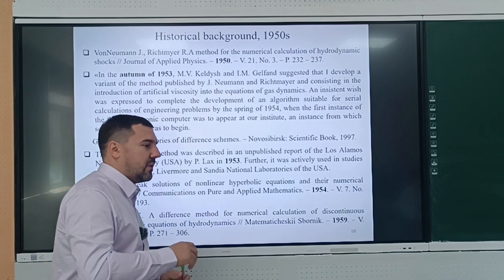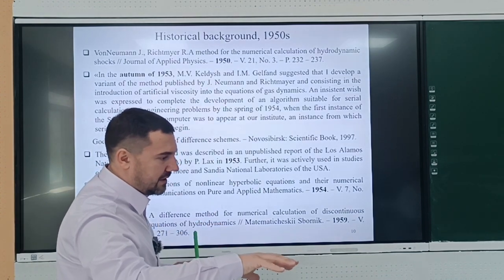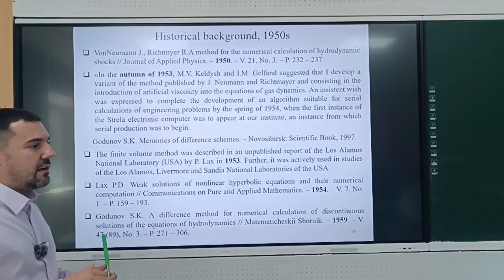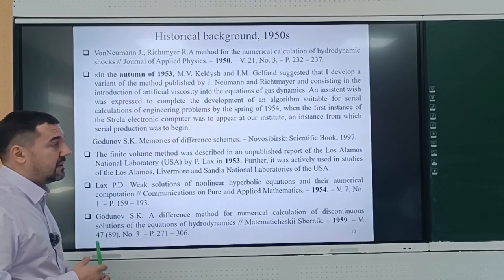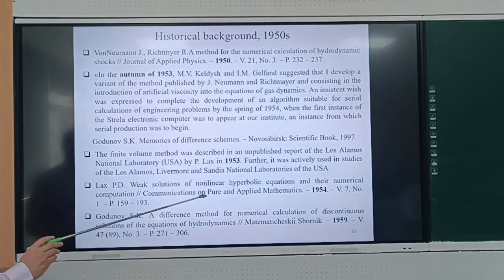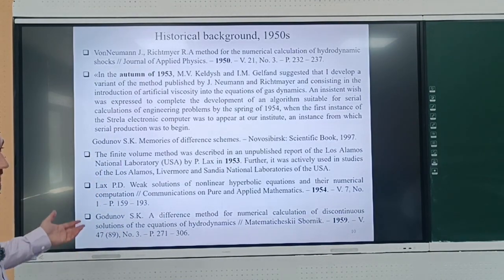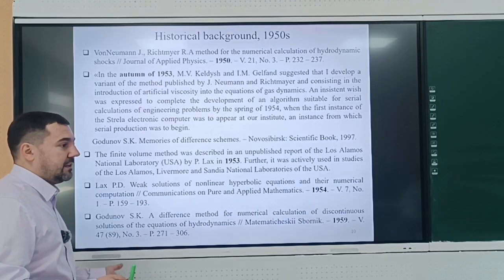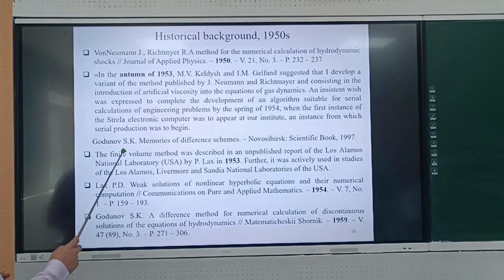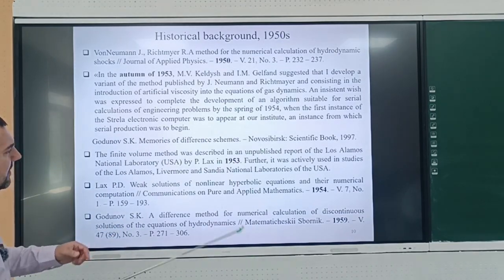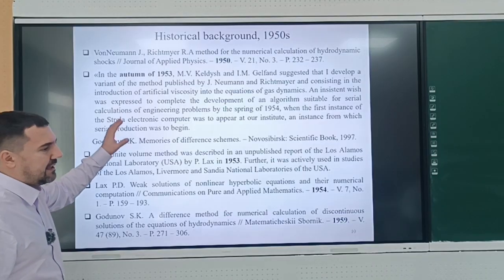So they suggested adding some viscosity in your numerical approximation to make your numerical scheme more stable. It was done in this paper. And at that time, there was a competition between the United States and the Soviet Union, with a number of big projects, and actually Godunov published a book and also a paper with memories of different schemes.